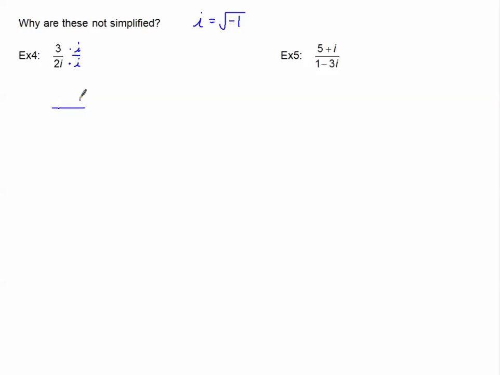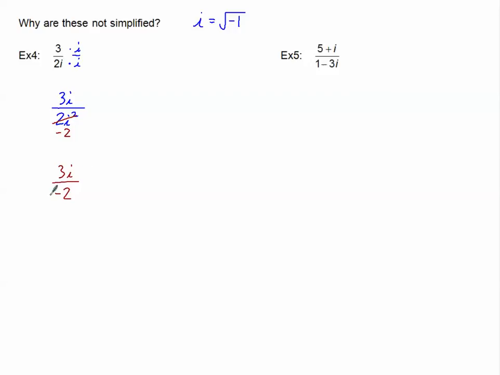Let's see what happens. The numerator becomes 3i. The denominator becomes 2i squared. Now remember, 2i squared does not last long in my work. 2i squared is like 2 times -1. Remember i squared is -1, so 2 times i squared becomes a -2. And now I have 3i divided by -2.